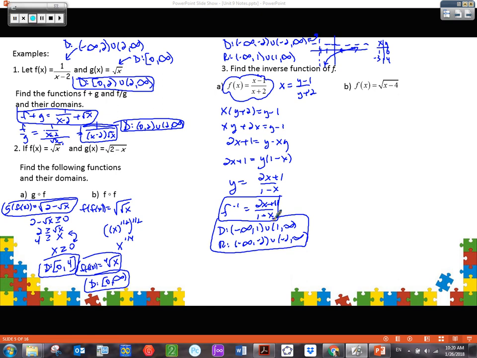All right, last problem. So we want to find the inverse of this. So we're going to do the same thing. We're going to switch the x and the y. So x equals square root of y minus 4. We want to isolate the y, so we're going to square both sides. So y equals x squared plus 4. So f inverse equals x squared plus 4.